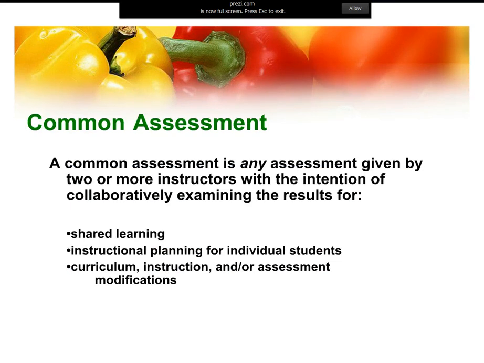We'll come back again one more time to this, but one last bit of information is what we call the common assessment. A common assessment is any assessment given by two or more instructors with the intention of collaboratively examining the results, either for shared learning, instructional planning for individual students, or curriculum, instruction and/or assessment modifications. These are often teacher created, owned by those teachers, and provide immediate feedback to both the teacher and the student. The common assessment could be either a formative one or a summative one.